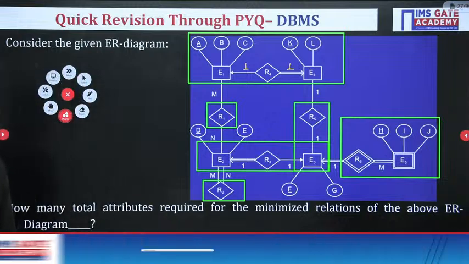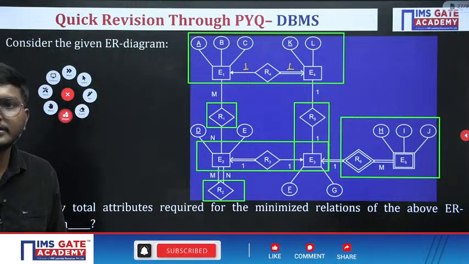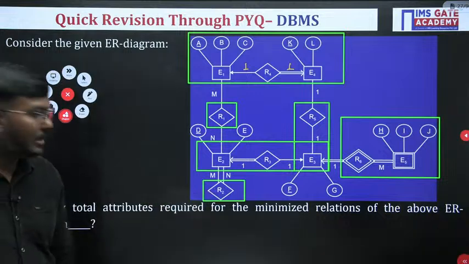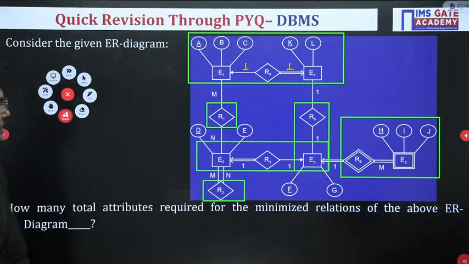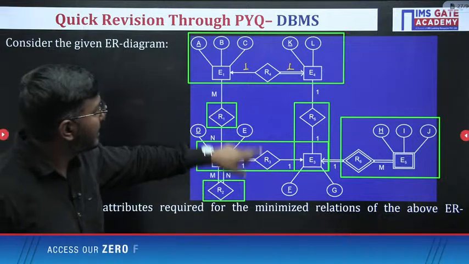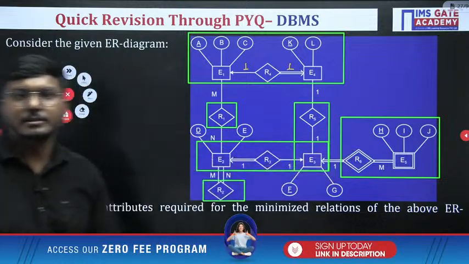Fine. I did not count the self-referential. Here we will be having self-referential. Last one is R2, which is self-referential. Done? So here we have R1, R2, R3, R4, R5 and R6.